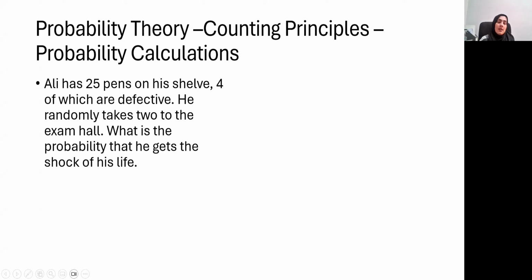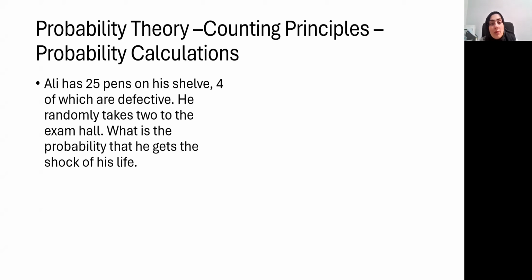Okay, now this is the same question that we did in one of the earlier lessons, precisely in the conditional probability lesson. And we're going to do it using combinatorial probability here. So Ali has 25 pens on his shelf, 4 of which are defective. He randomly takes 2 to the exam hall. What is the probability that he gets the shocker, which means that both of those pens were defective, they do not work?